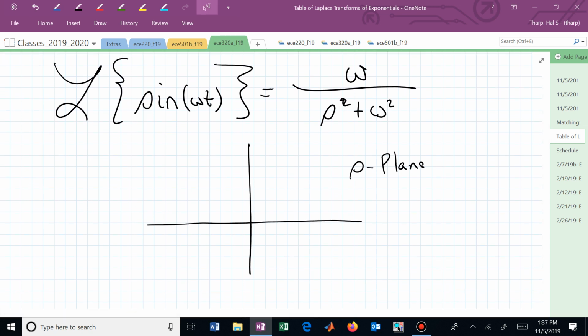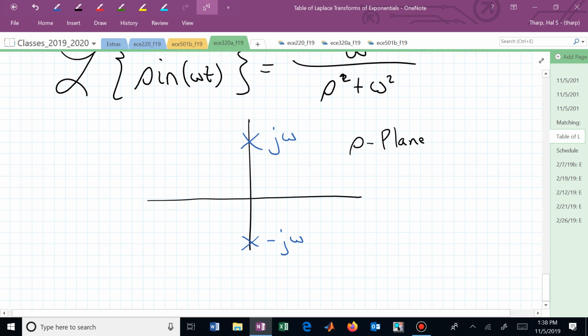Now this is X's and O's. We have purely imaginary poles, j omega and minus j omega, and if we set s squared plus omega squared equal to 0, we would evaluate and find those values. Plus and minus j. We're right on the imaginary axis. We have no finite zeros, so we wouldn't put any zeros anywhere.